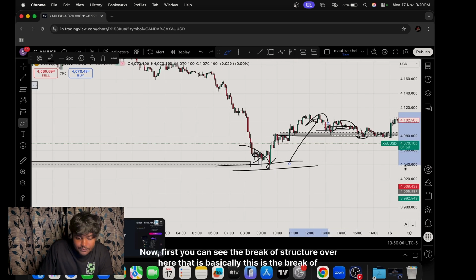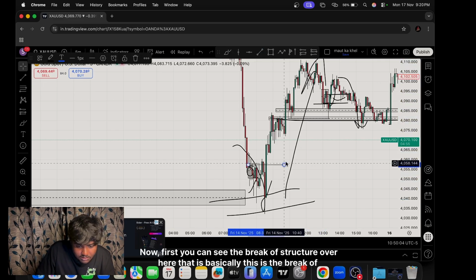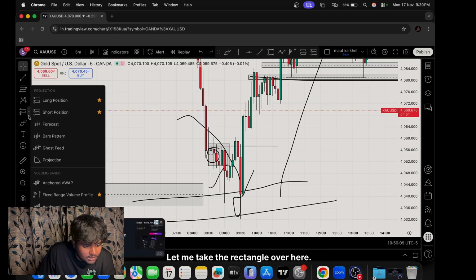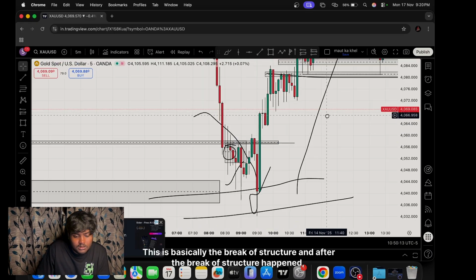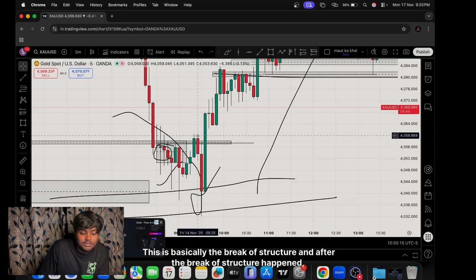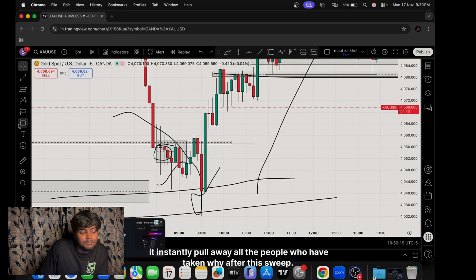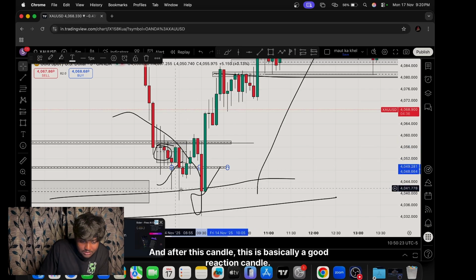Now first you can see the break of structure over here. If you can spot it, this is the break of structure. Let me take the rectangle over here. This is basically the break of structure. And after the break of structure happened, it instantly pulled away all the people who had taken buys after this sweep. And after this, this is basically a good reaction candle.